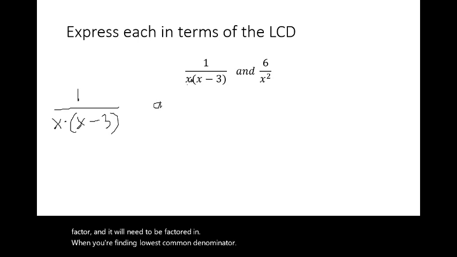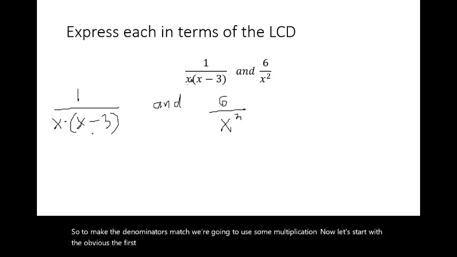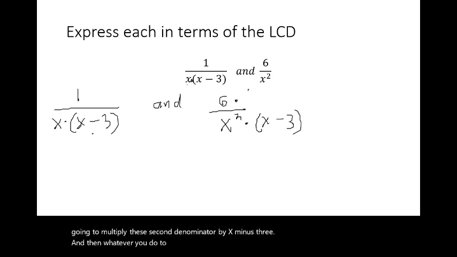So to make the denominators match, we're going to use some multiplication. Now, let's start with the obvious. The first denominator has an x minus 3, the second one does not. So I'm going to multiply the second denominator by x minus 3, and then whatever you do to the bottom, you need to do the exact same thing to the top.